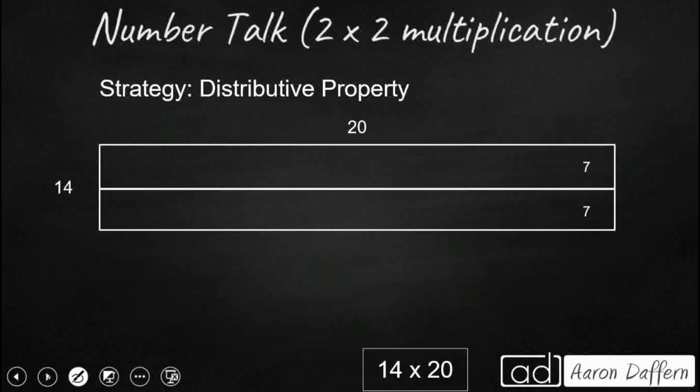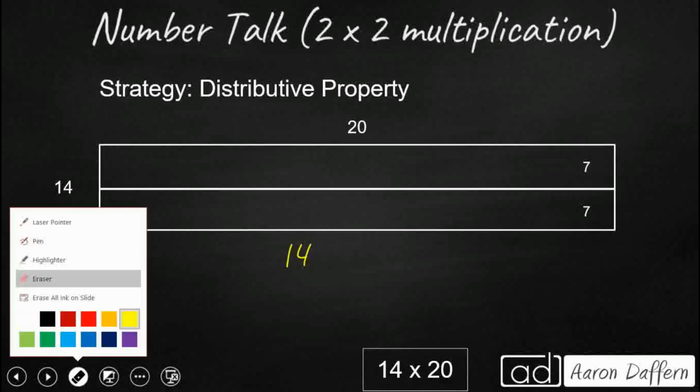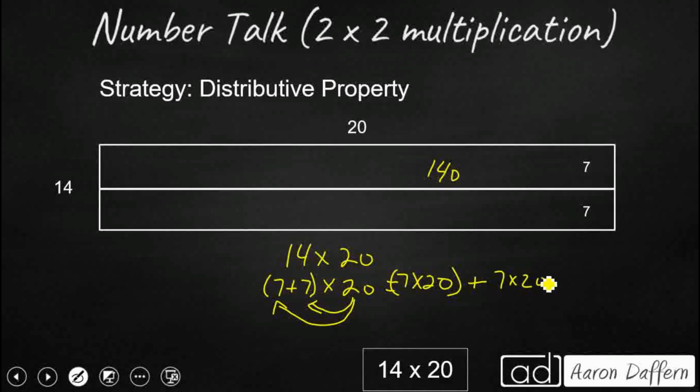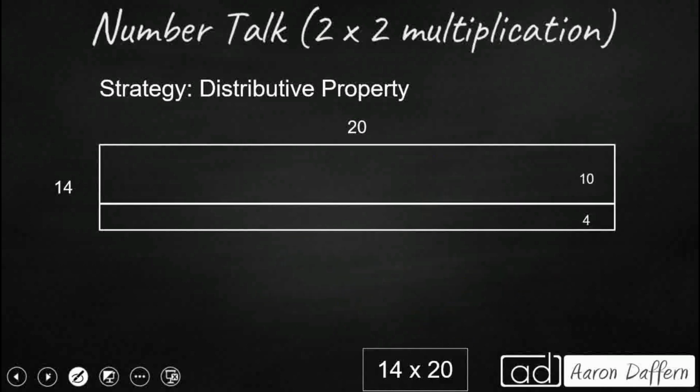Another way we can use the distributive property is to break apart the other factor. Let's see if we can go ahead and make that into a multiplication, our other factor into half. So instead of breaking apart that 20, let's break apart that 14 into our 7 plus 7. And we're still going to distribute this multiplication out to both of those add-ins to make our partial products. So this is really 7 times 20, 140 again, plus another 7 times 20, another 140, bringing us back once again to 280.